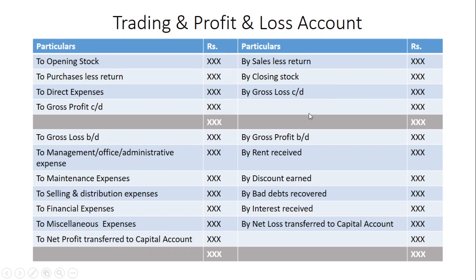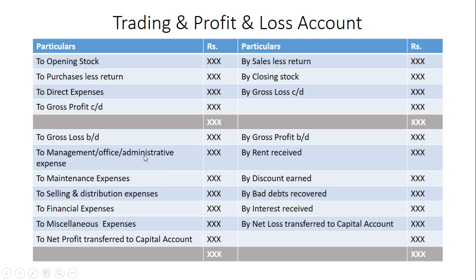If the credit side is more, we write on the debit side to gross profit carried down. If the debit side is more, we write on the credit side by gross loss carried down. So this is respectively carried and brought down to the profit and loss account. To gross loss brought down or by gross profit brought down.